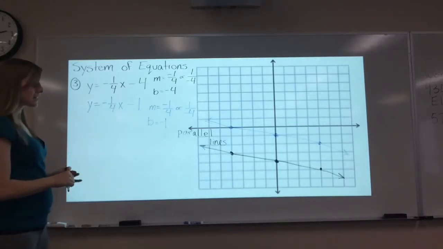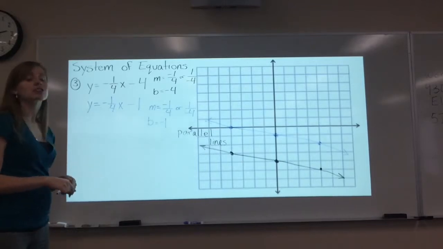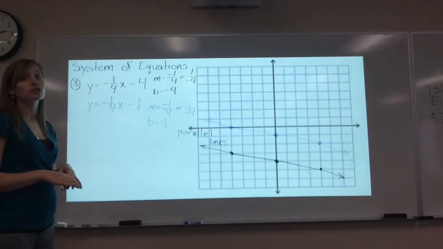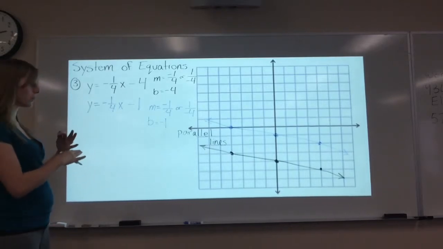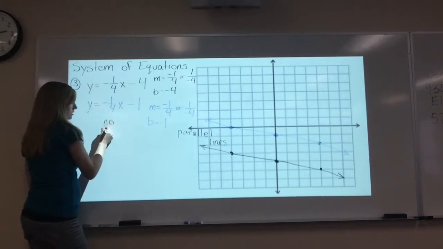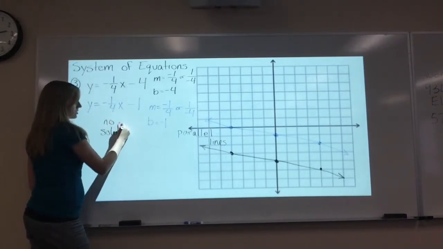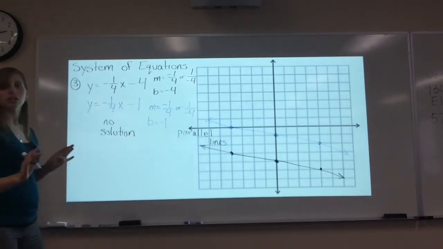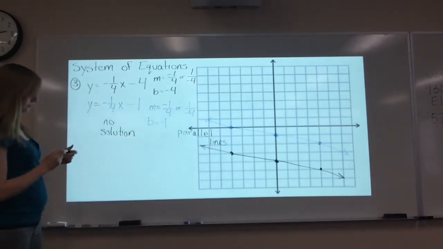So in a case like this, when the lines are parallel, there's actually no answer to both equations. Okay, there's no place where they share a common point. So what we would write here is no solution. There is no answer. Solution is just another way of saying answer. So this one is no solution. No answer to this problem.